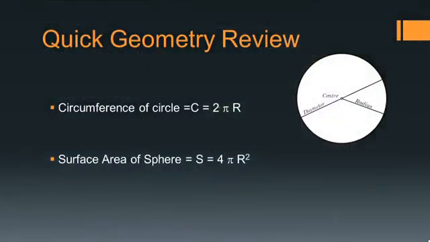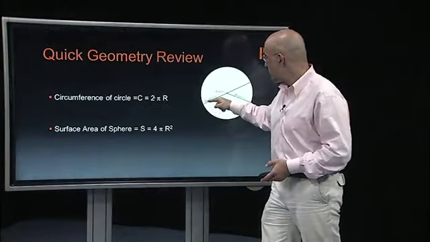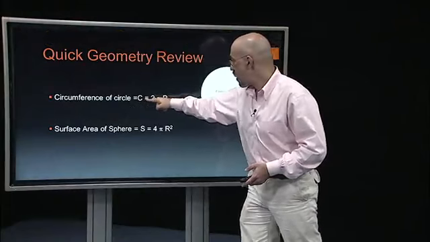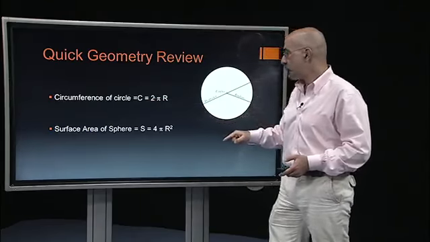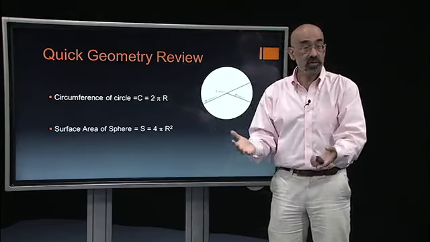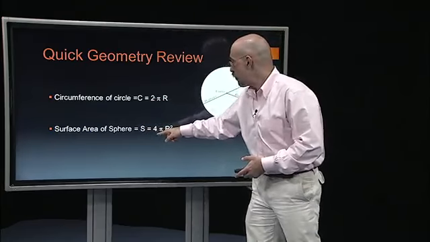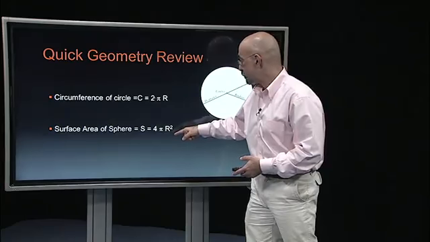Let me remind you that if I draw a circle, the circumference of the circle is 2 pi times its radius. The radius of a circle, recall, is the distance from its center to its edge. The diameter goes all the way across. The diameter of a circle is twice its radius. So the circumference of a circle is 2 pi r. If I draw a sphere, like the Earth, the surface area of the sphere is 4 pi r squared.